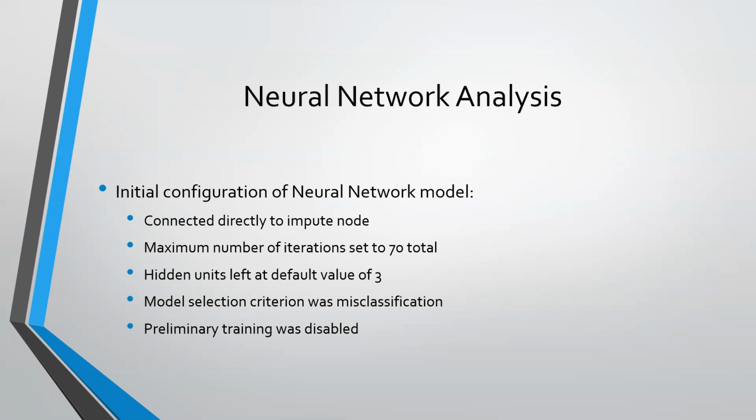We then began performing tests on the number of hidden units and discovered that the default value of 3 provided the model with the least amount of overfitting. Any deviation from this number resulted in various amounts of overfitting. We also discovered that disabling preliminary training helped with any overfitting.